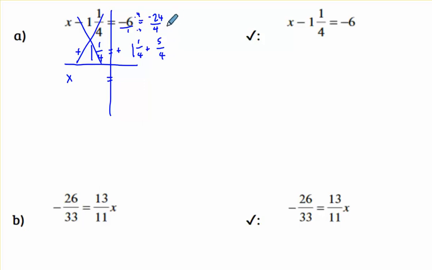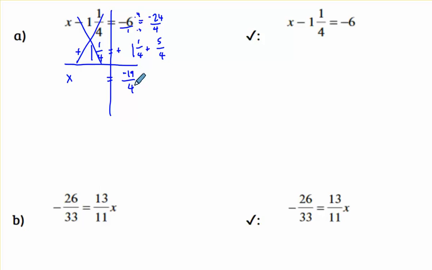So now when we do it, we have a -24 added to a +5. The signs are different, so we do not add these and get 29. We wind up subtracting them. And 24 subtract 5 is 19. And it's going to be negative because 24 is the bigger number. So we wind up with -19/4.